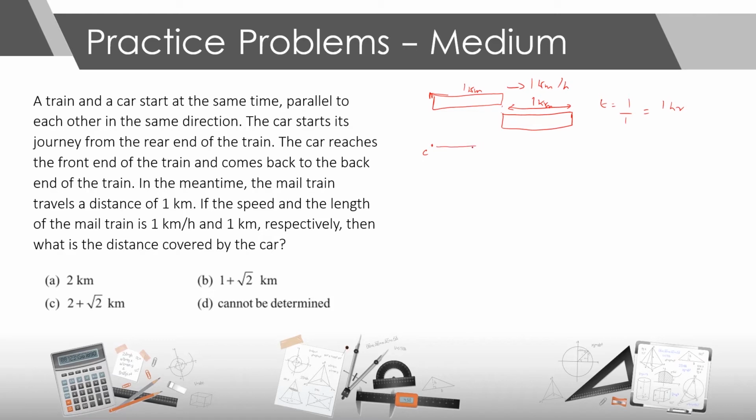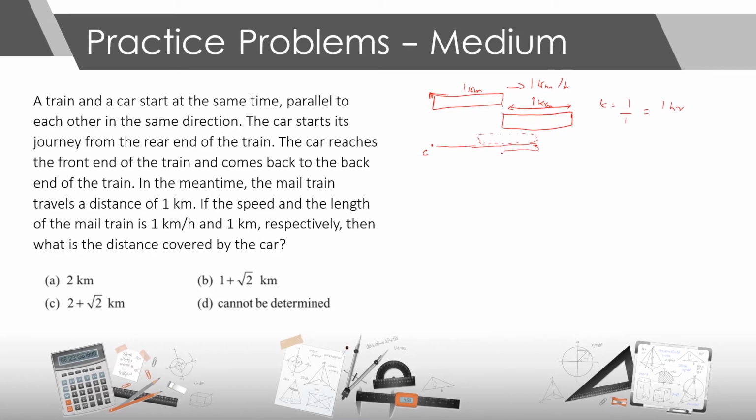The car moved forward at a certain point of time. Within this 1 hour, at a certain point of time, the car was at the front end of the train. So suppose the train was at this dotted line at some point in between. At that point, the car was at the front end of the train. Then the car turned and went back.